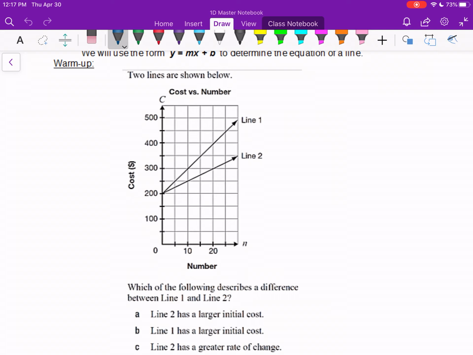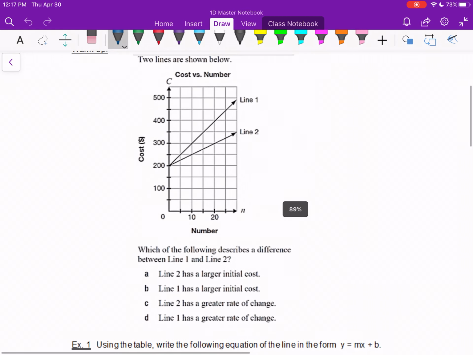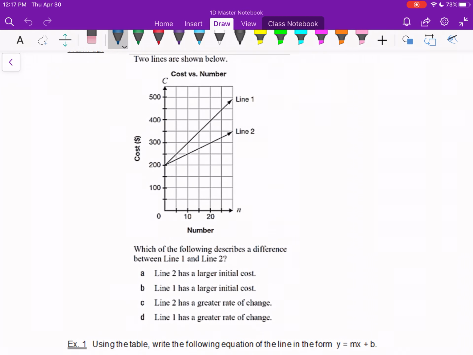This is taken from an old EQAO test. It's a multiple choice. Two lines are shown below, line 1, line 2. You can see that they have different steepnesses. They have the same y-intercept. We're supposed to then describe or pick the answer that best describes the difference between line 1 and line 2.